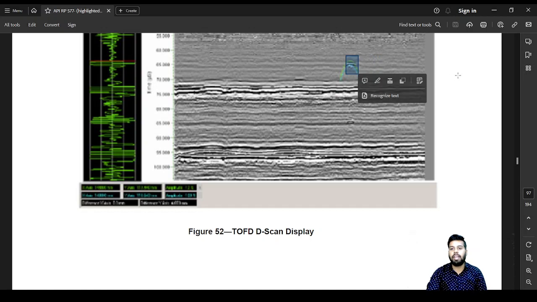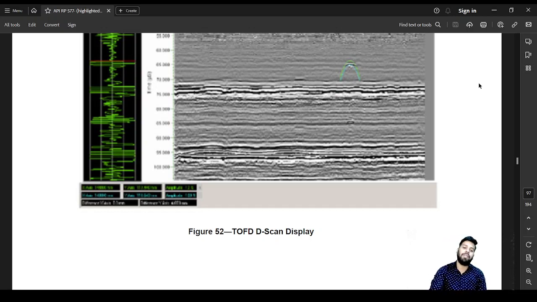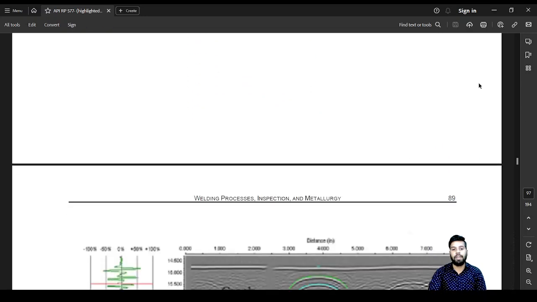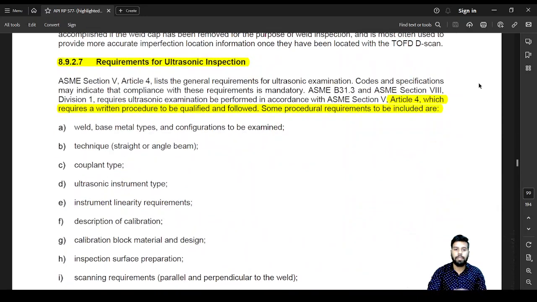There is a recommendation on how to do this inspection given in ASME Section 5, Article 4, in one of the mandatory appendixes, but we will talk about this later on when we go ahead in ASME Section 5.